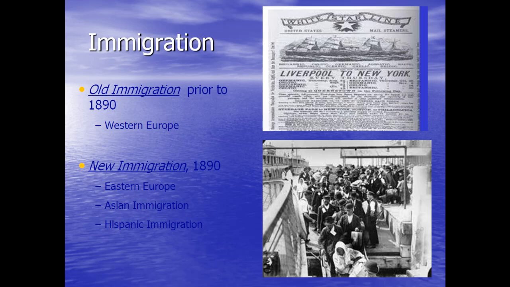We had seen up until the 1890s immigrants coming over almost exclusively from Western Europe. This is referred to as old immigration. In the late 1800s, 1890 or so, we see a flood of immigrants from not just Western Europe, that is England, France, and Spain, but also Eastern Europe and Central Europe, in addition to Asia and Latin America.